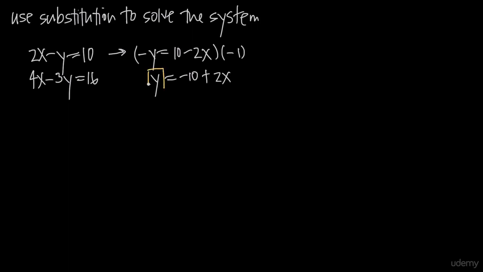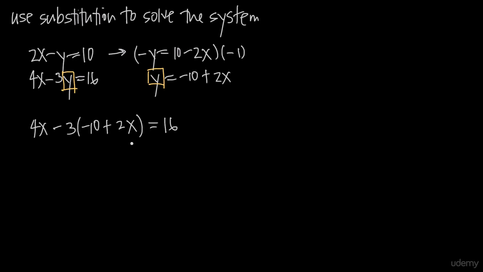What we can do is take this value for y and plug it into the second equation for y, and then we'll have an equation in terms of x only. So we'll get 4x, and that's where the substitution comes in, right? We're substituting this value for y into the second equation. That's why we call it substitution. So we're going to get 4x minus 3y, but instead of y, we're going to put in -10 plus 2x, and that's going to be equal to 16.